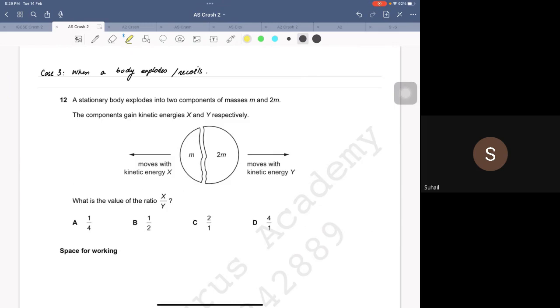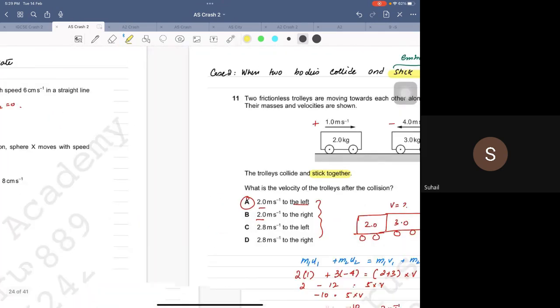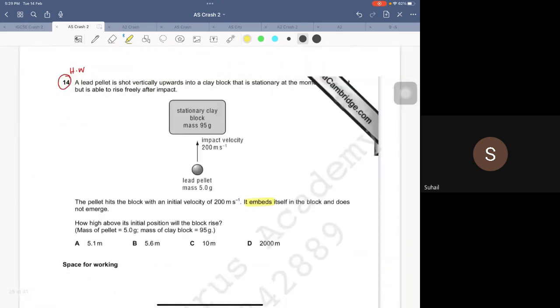Sir, what was the answer for the previous question before the multiple choice question? No, we'll come back to that. I did, but it has a different ideology. So we're gonna come back to that.